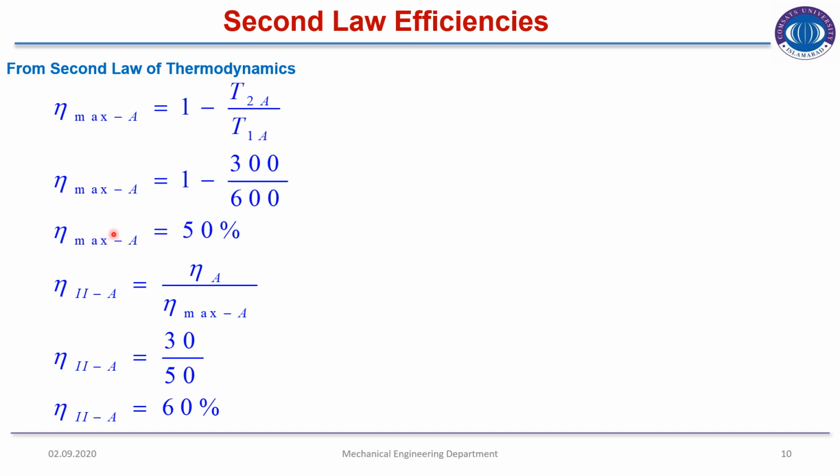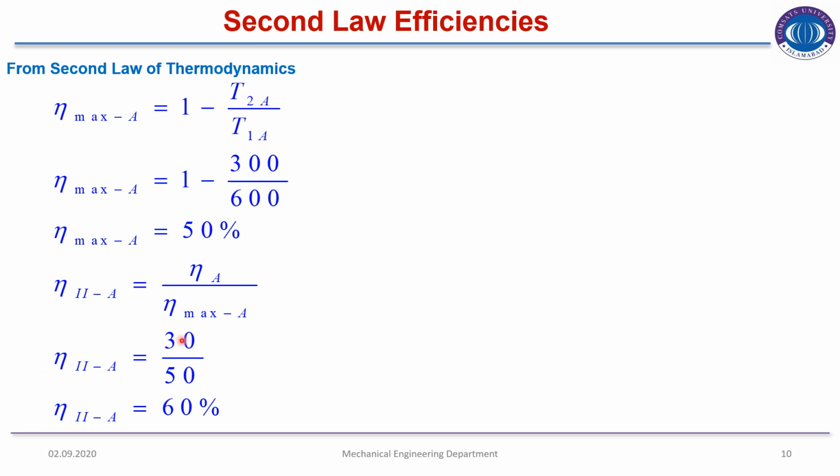So when we were calculating the thermal efficiency according to the first law of thermodynamics, it came out to be 30%. But when we calculate thermal efficiency according to the second law of thermodynamics and consider that the heat engine is a reversible heat engine, then the efficiency comes out to be 50%. Now how to calculate second law efficiency? To calculate second law efficiency, we divide the actual thermal efficiency by the maximum thermal efficiency that can be achieved.